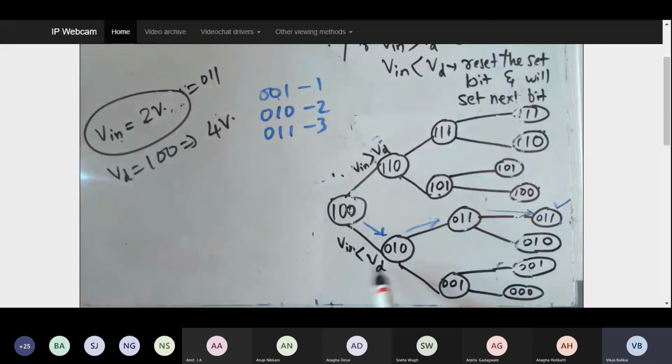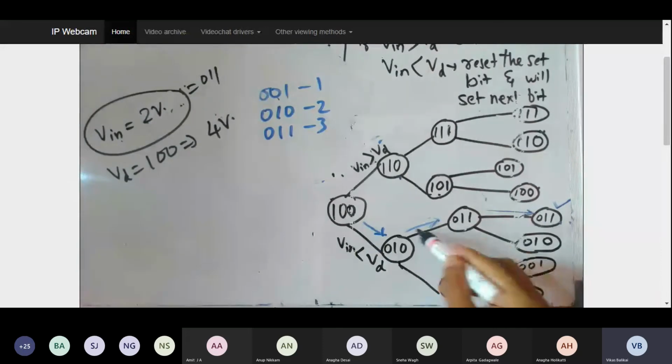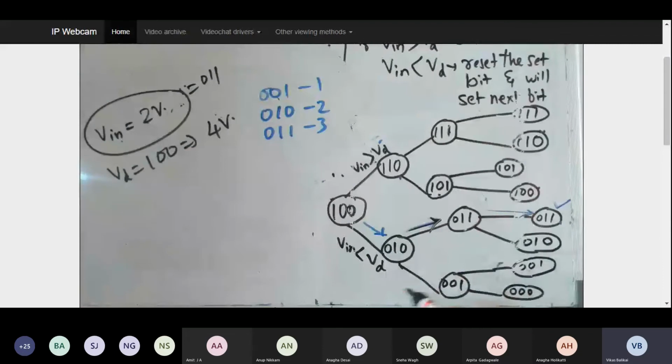So it is going to reach this particular portion, 010. Once it reaches, it is again going to compare whether this is equal or greater. Definitely it is not less than that, and it is neither greater than that, but it is going to choose this path because of the condition we mentioned: if Vin is greater than Vd, I need to set the next bit, and that's the reason I have done this over here. Once it reaches over here, it is again going to do the comparison.